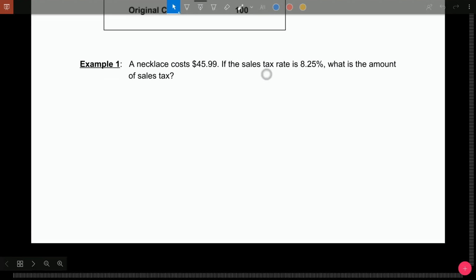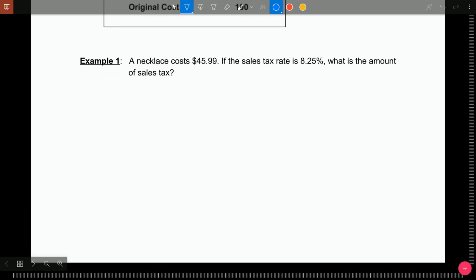So if I look at this first example, it says the necklace costs $45.99. If the sales tax rate is 8.25%, what is the amount of sales tax? So we're going to set this up using our proportion method. What we're looking for is the amount of sales tax, so that's going to be our variable, that's going to be our unknown. I'll use an X for that. Our original cost is $45.99, so that would go in the denominator of that fraction. Our second fraction is going to be the percent, which would be 8.25% over a total possible of 100%.